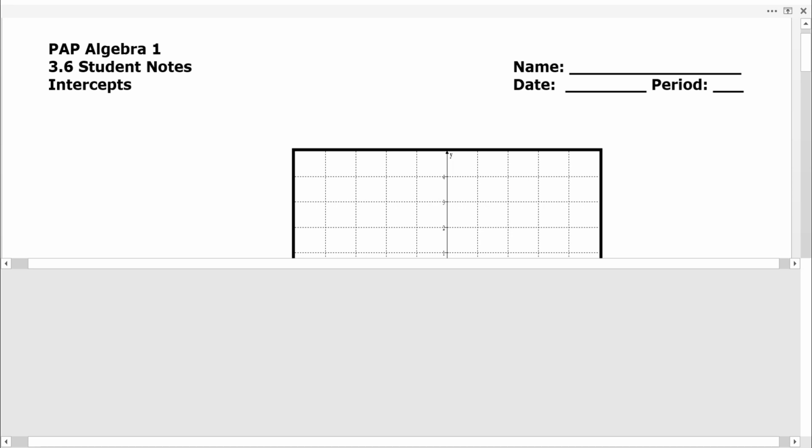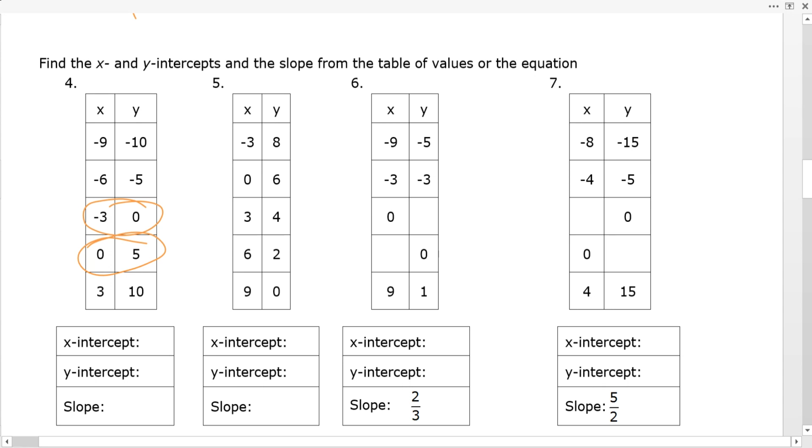Okay, of course it gets a little harder when you have tables. So let's look at our tables. Number 4 has it on here. Once I have the zeros, I know my x and my y-intercept. So my x-intercept is (-3, 0). Oh, there it goes again. And my y-intercept is (0, 5).